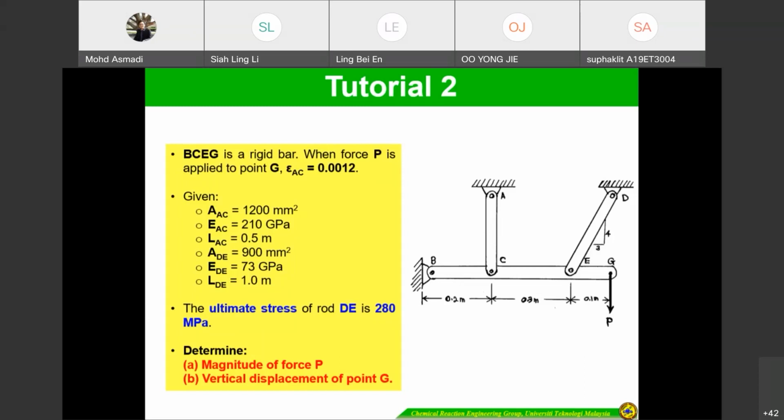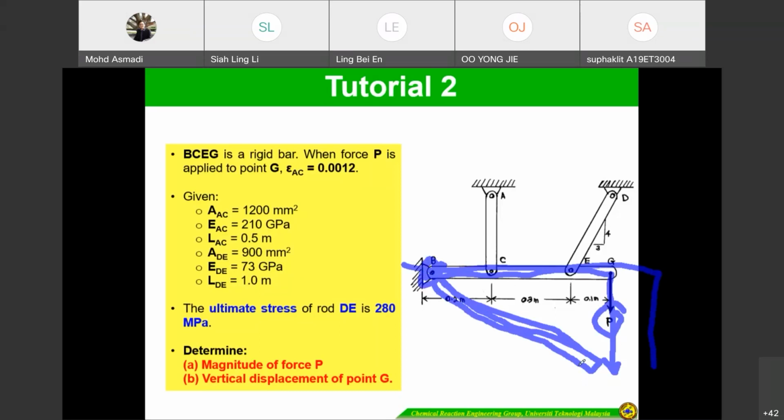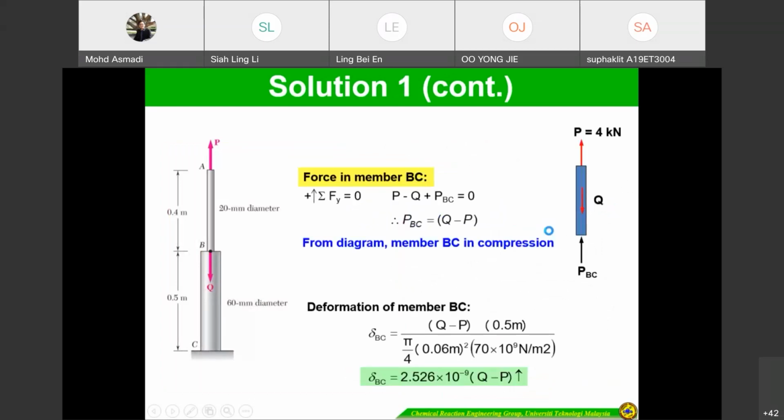I think here we have to determine the deformation as well as the magnitude of P. So how do we determine this magnitude P? If you apply it, this one is going to be moved down, because you pull this one. It is going to move from the original, because there is a screw here, so it forms like a triangle. This is quite tricky, like the previous example, if you still remember.